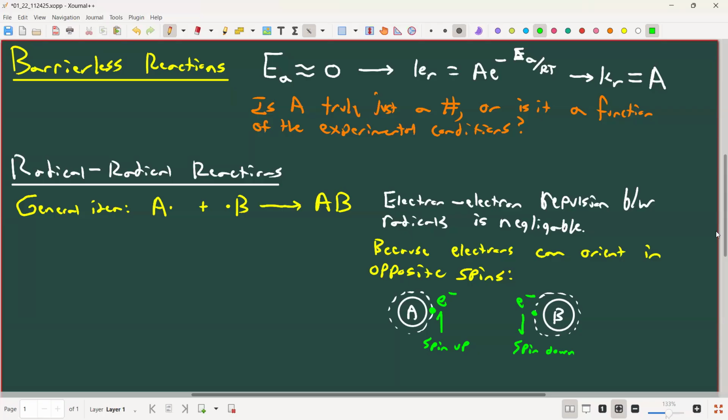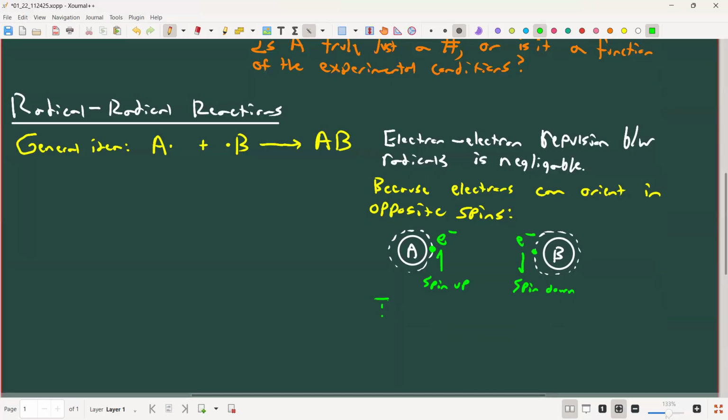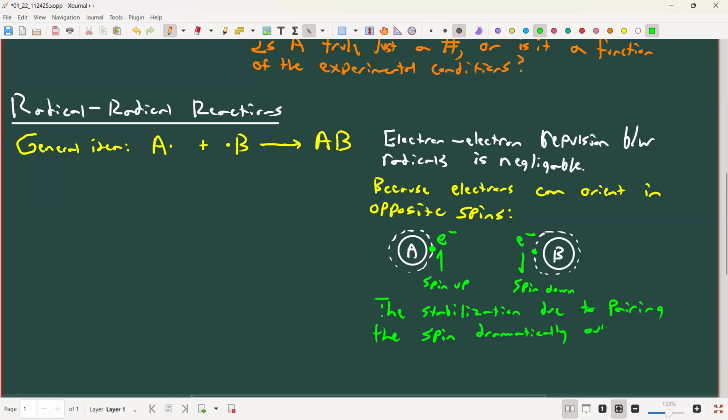But what I can say here is that the stabilization due to pairing the spins or matching them dramatically outweighs any sort of repulsion. So the idea is that thermochemically, energetically rather, or however you want to call it, when A and B come together, they just are attracted to each other. The energy just goes downhill. Right? So this has no barrier.